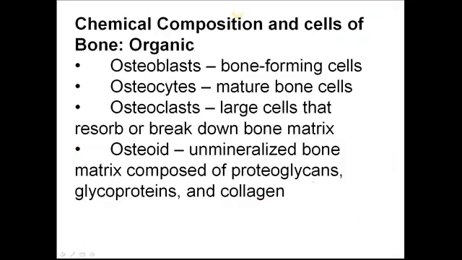It's that simple. So the chemical composition and the cells of bone. So we have these three bone types. The osteoblasts are the bone-forming cells. The osteocytes are the mature bone cells. The osteoclasts are large cells that resorb or break down bone matrix. They actually secrete hydrochloric acid, which obviously just dissolves all of those calcium salts. And then osteoid is an unmineralized bone matrix composed of proteoglycans, glycoproteins, and collagen.